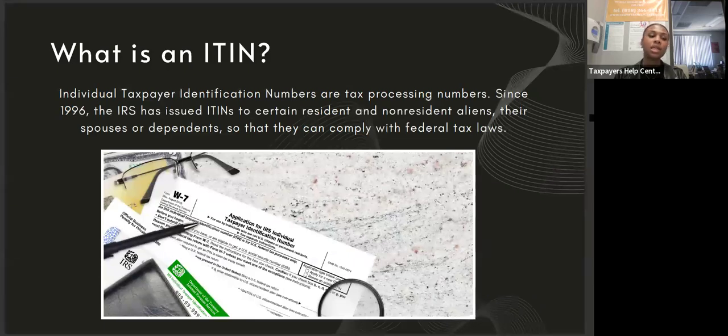So, ITIN, what is an ITIN? ITIN is the individual taxpayer identification number, which is a tax processing number. Since 1996, the IRS has issued ITINs to certain resident and non resident aliens, their spouses, or dependents so that they can comply with federal tax laws. Listed below, as you can see, is a screen grab of what the application for an ITIN looks like, the W-7. But we will get more into that later in the presentation.